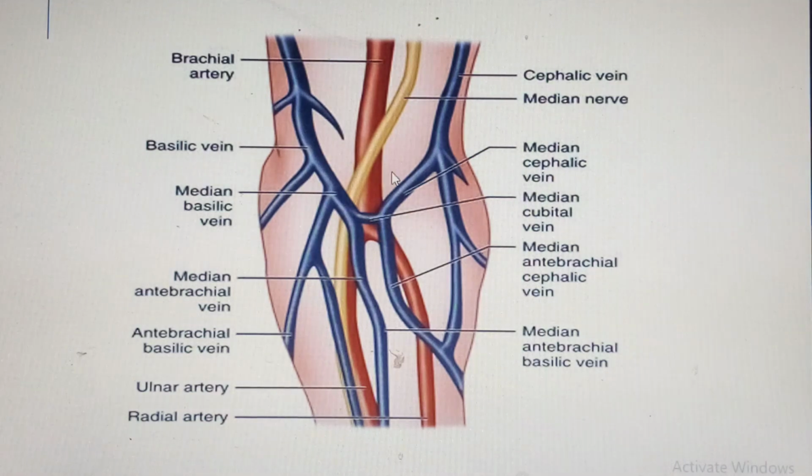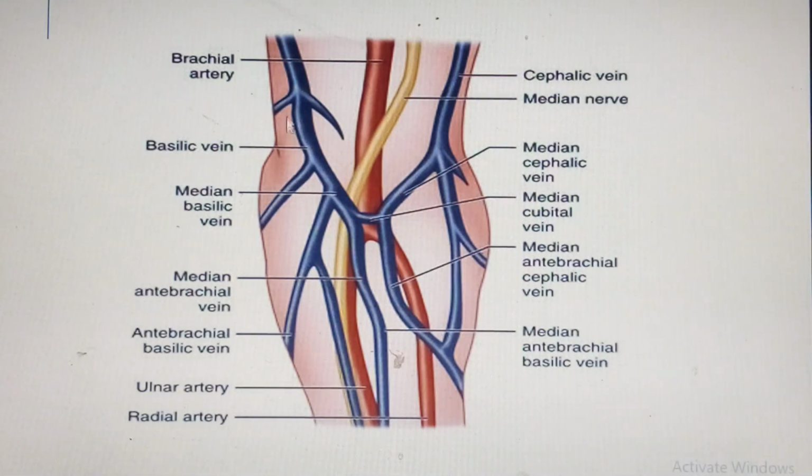But one thing you have to know is that anything which has to do with the arm is called brachial, and anything that has to do with the forearm will be antebrachial. So please get to know these terms. If the vein is more laterally placed, then it becomes cephalic. If it's medial, then it becomes basilic.